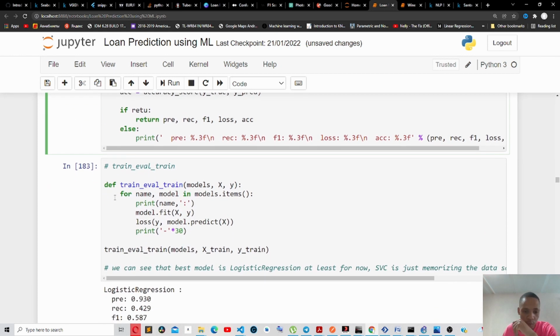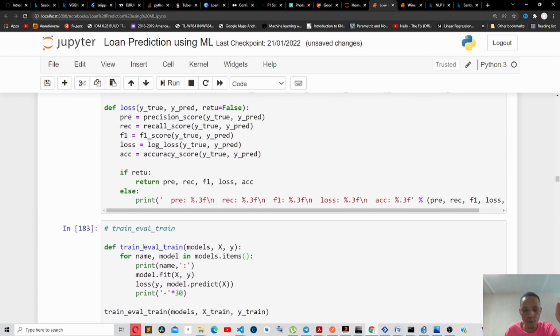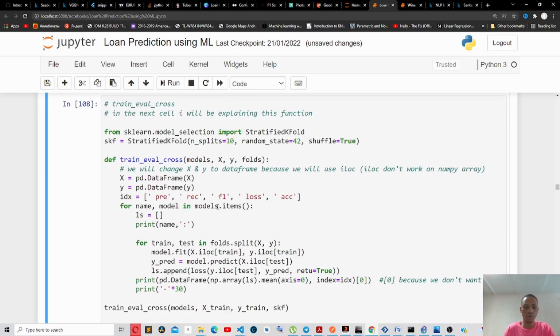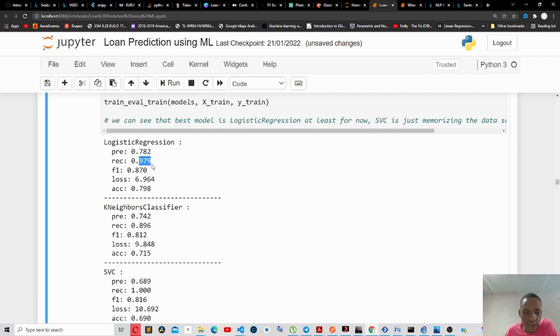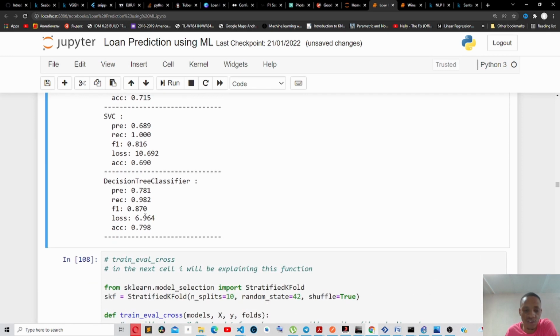And then what we are going to do now is train and evaluate our models. For name, model in models.items, right? We are going to loop through models.items and print the name of the model. We are going to fit it to our training and test set, calculate the loss, and then finally evaluate the model. And as you can see, we have the logistic regression with a precision of 0.782, 0.797, 0.870. And then we also have k-nearest neighbor, support vector classifier, and the decision tree classifier.